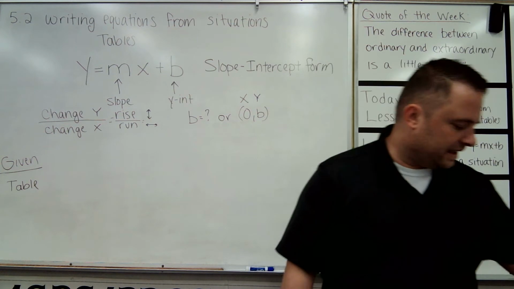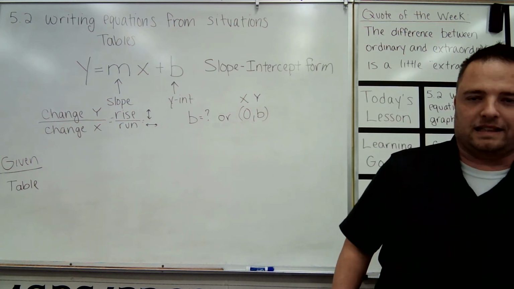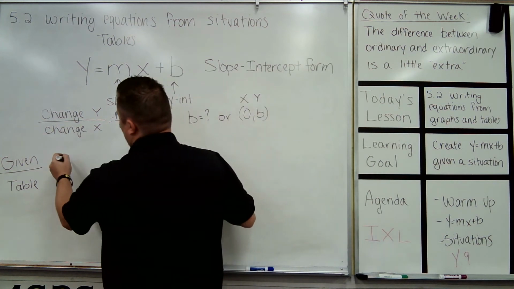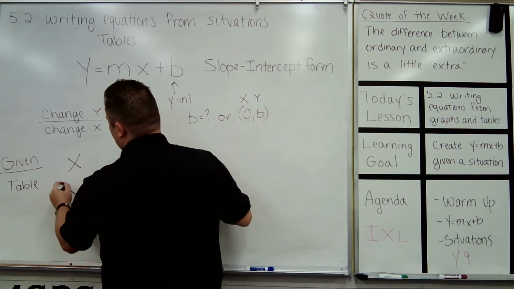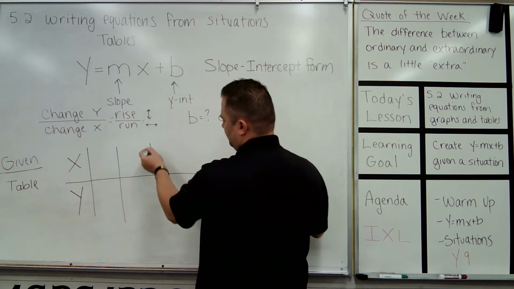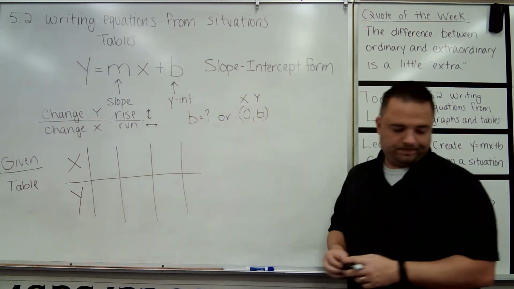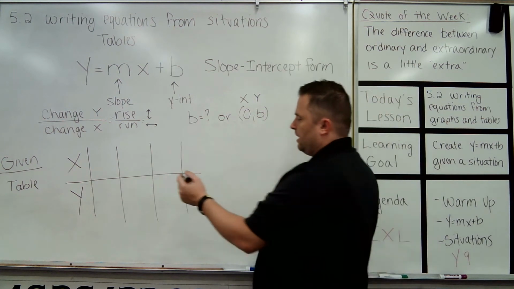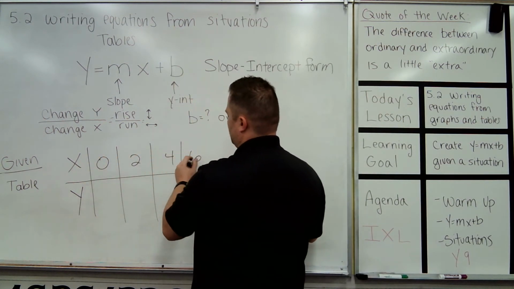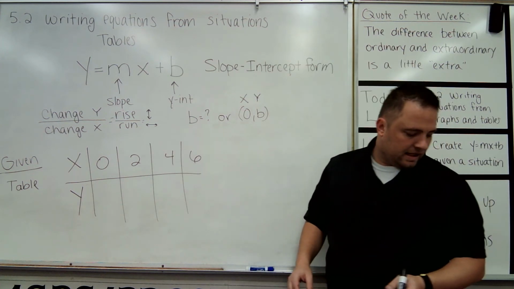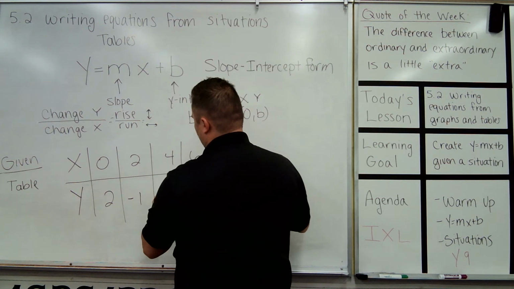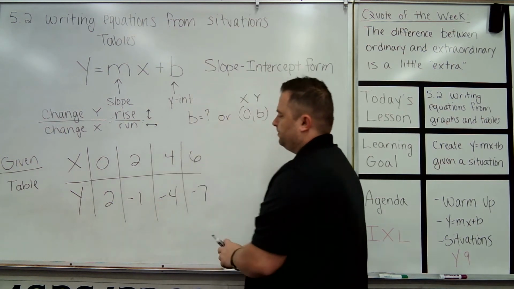Let's really mess some things up. Let's get crazy. Math crazy, not real crazy, just math crazy. We have an X, we have a Y, we have another table. I have a 0, I have a 2, I have a 4, I have a 6. And then I have a 2, I have a -1, a -4, and a -7.